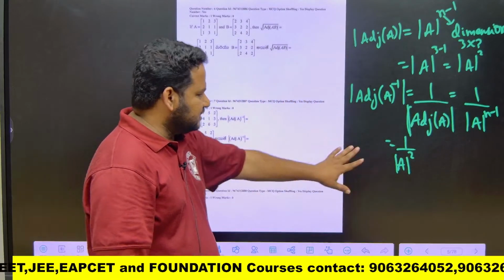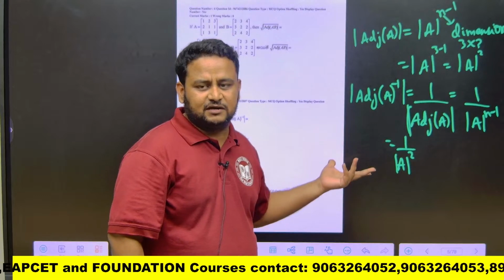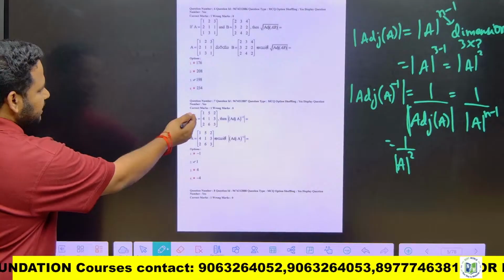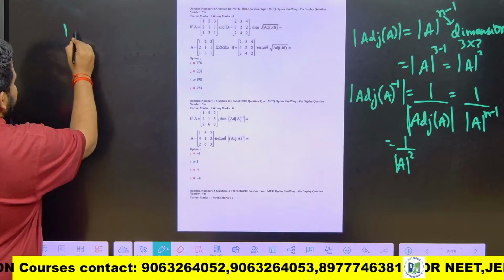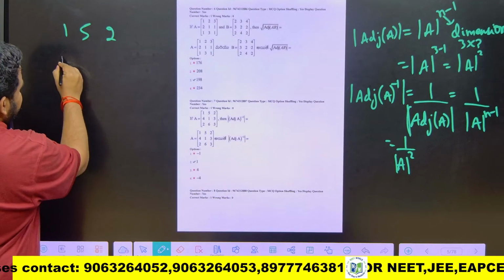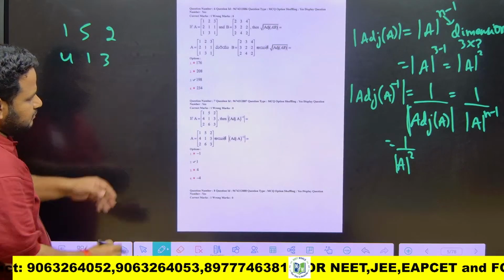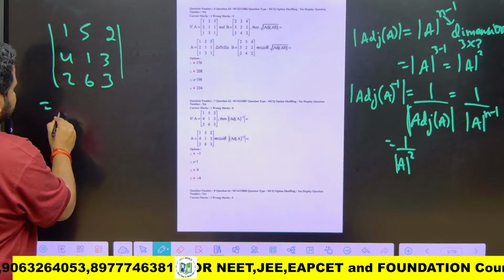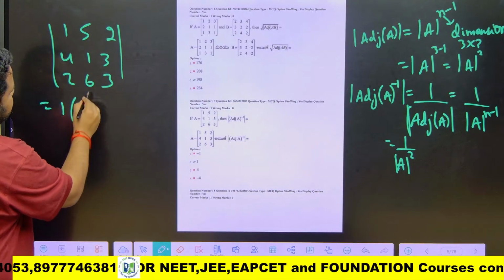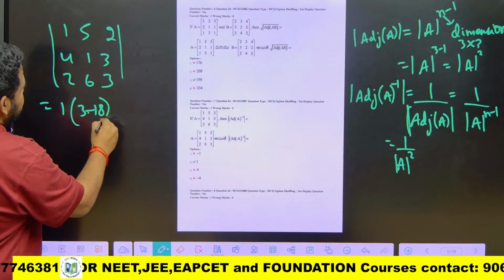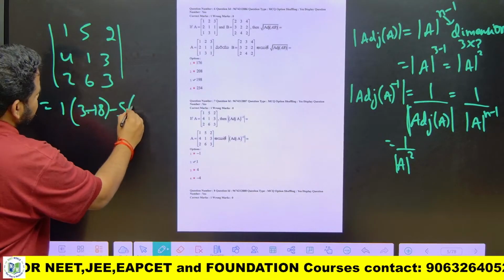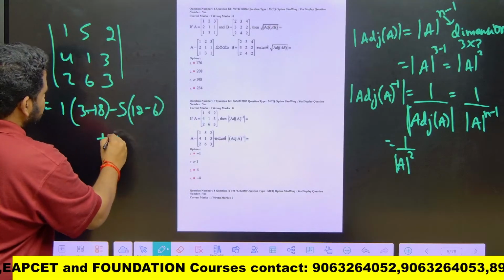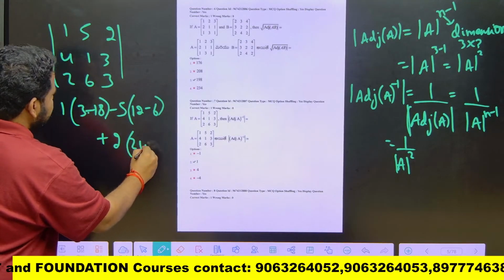So we just have to find the determinant of A and then square it. To find the determinant of A, the matrix is given as 1 5, 2 6 3. Let me write down the matrix, or you can directly look at the question and solve. The determinant is 1 into (1 3s are 3, 6 3s are 18), minus 5 into (4 3s are 12 minus 2 3s are 6), plus 2 into (4 6s are 24 minus 2).